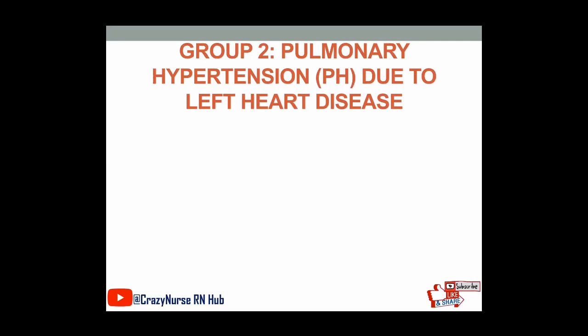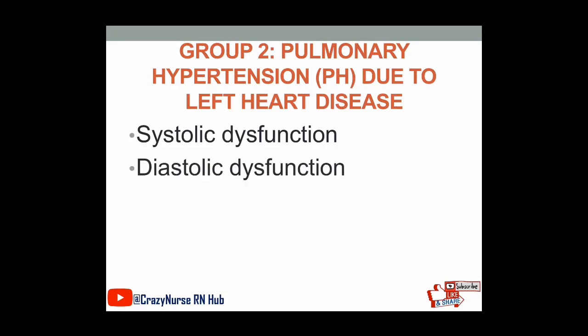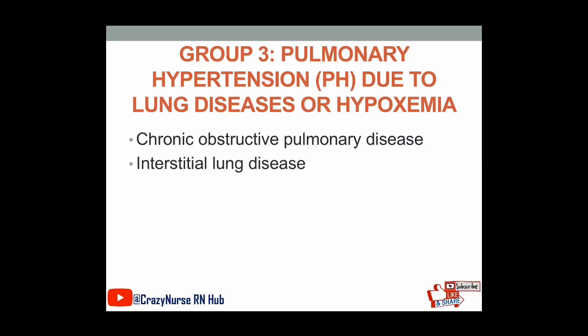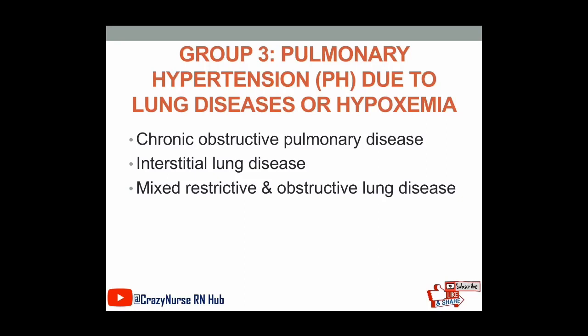Now let's proceed to Group 2, pulmonary hypertension due to left heart disease. So we have systolic dysfunction, diastolic dysfunction, and valvular dysfunctions. Okay? So these are the dysfunctions or alterations under pulmonary hypertension due to left heart disease. Now let's have Group 3, pulmonary hypertension due to lung diseases or hypoxemia. We have chronic obstructive pulmonary disease, interstitial lung disease, mixed restrictive and obstructive lung disease, and sleep disordered breathing.